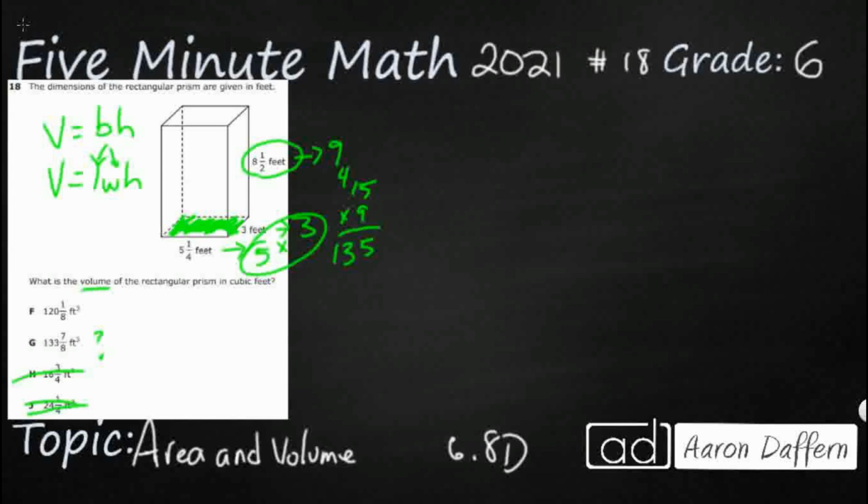So how do we actually multiply these? Well, one way would be to change them into decimals. So let's take our 8.5, change that into a decimal. So we need to know that half is going to be 0.5. That's just one of our benchmark fractions that we need to be able to convert. And then we've got our 5.25. So 5.25, that's going to be 5, and then we need to know that 1/4 is 0.25.